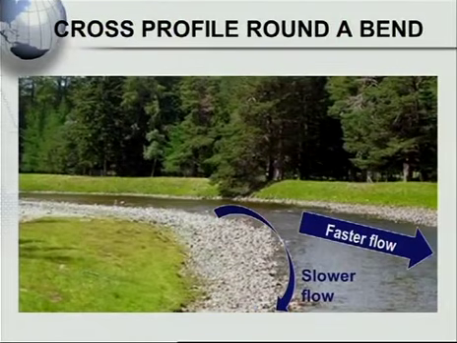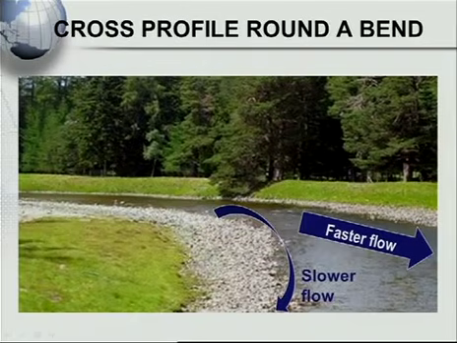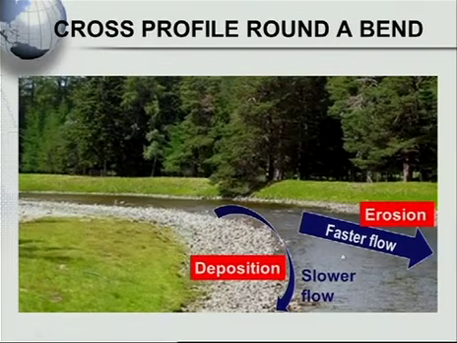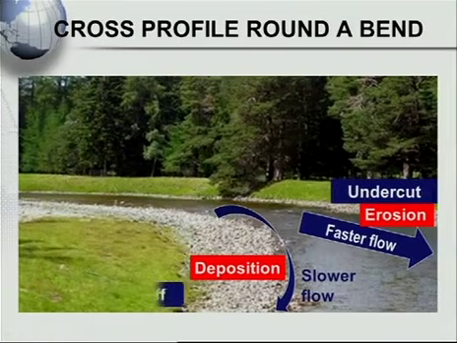Now, people, what you also must know is what happens with a cross profile around a bend. Remember, we're busy with meanders. Here's the river flowing now. Here we've got faster flow, and here we've got slower flow. See what's happened. Remember, when you get faster flow, you always get erosion. Slower flow, deposition. Erosion there and deposition. You can see the amount of stones there and the amount of material here on this side. Immediately you can see the difference. And what's happening there is called the undercut, and this is called the slip-off slope.